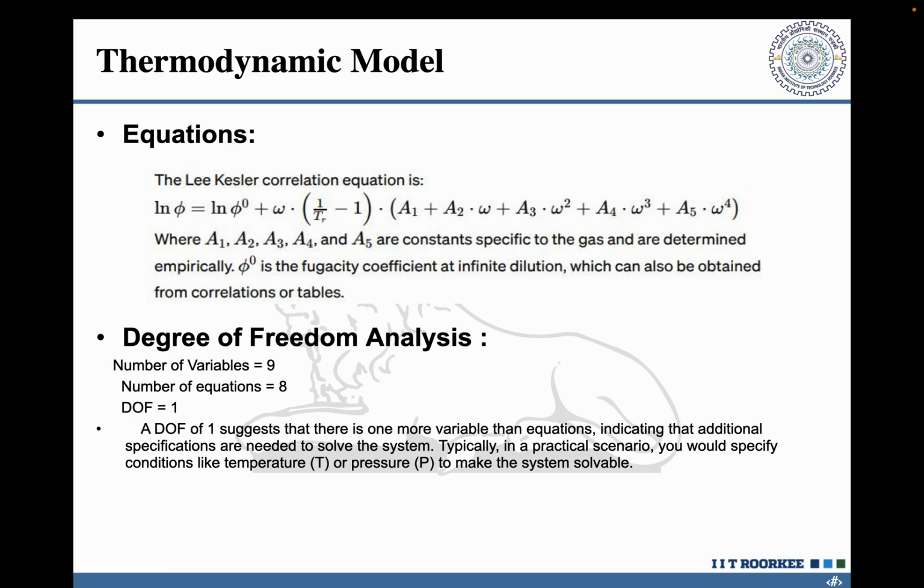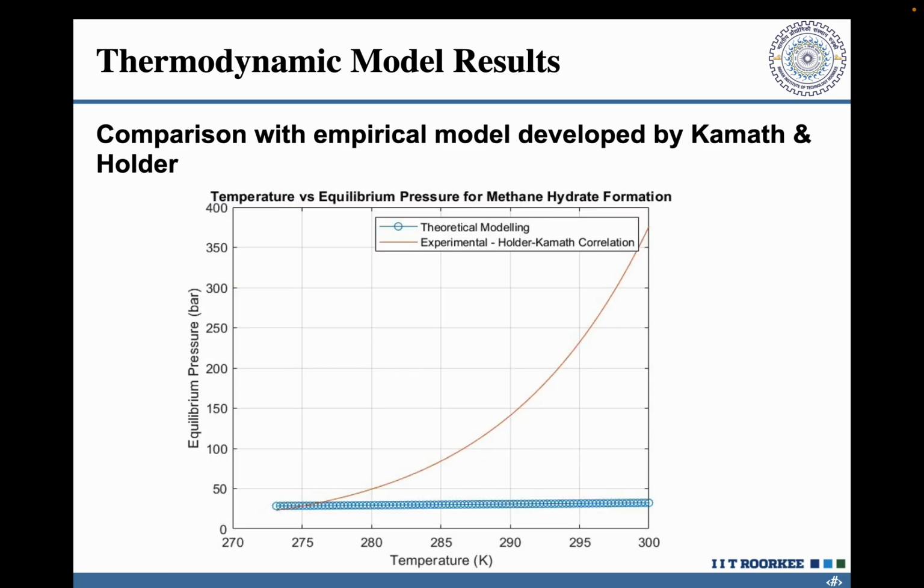In our simulation, we specify the temperatures, and pressure is a dependent variable on temperature, so we get this kind of plot. On a theoretical modeling, it seems something like that, and one of the experimental or empirical models developed by Holder and Kamath utilizes the data of equilibrium pressure and temperature to find when gas hydrate will be formed.